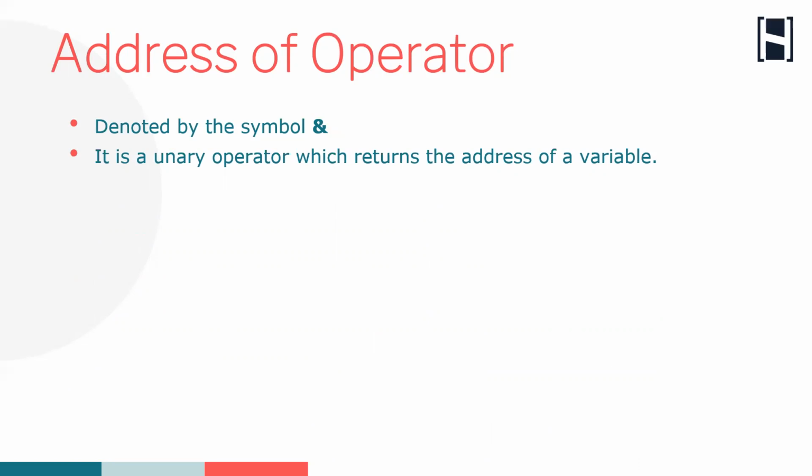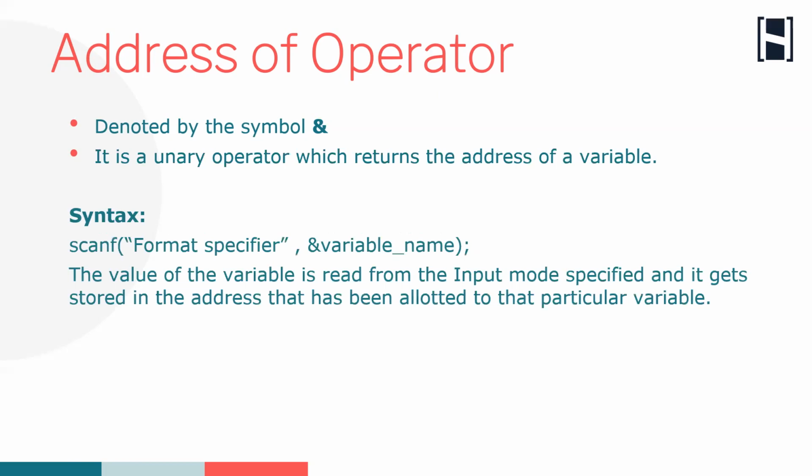Reference here means memory. So the address of operator can also be called the reference operator. Now we already know how to use it in scanf. Scanf, then of course we have the format specifier. Then when we give the name of the variable, we always prefix the name with the ampersand symbol. So what is the meaning of it? Whatever value the format specifier is reading from the user, it is going to take it and store it in the memory allocated for this particular variable. This we have seen in our previous videos also.